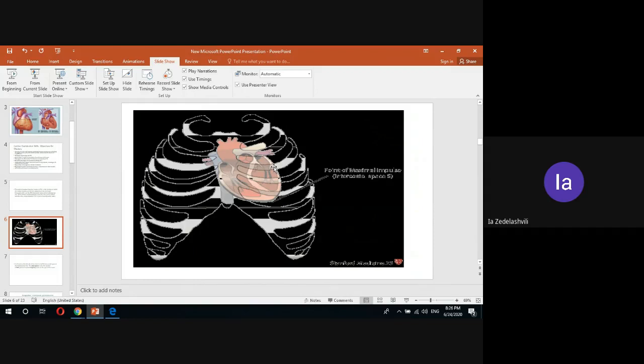Not the back side of the heart, but close to the back side, you will find the left atrium and the left ventricle. Understand? So we have four chambers: right atrium, right ventricle, left atrium, left ventricle. Right is more anterior, left side is more posterior.